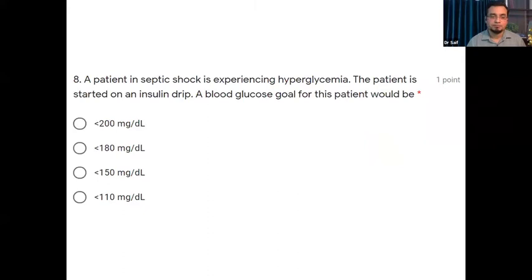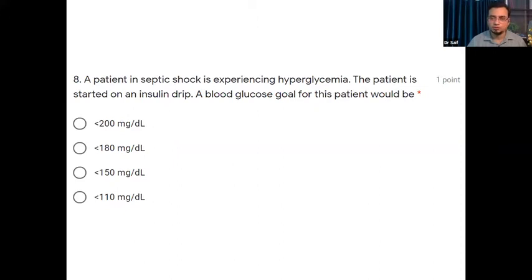Another question. A patient in septic shock is experiencing hyperglycemia. That is very usual if the patient is having sepsis or any other condition like diabetes, so the patient may develop hyperglycemia. That is due to stress-induced hyperglycemia, and you have to start insulin to keep the sugar under control. So what is your target sugar? That is also important to know.